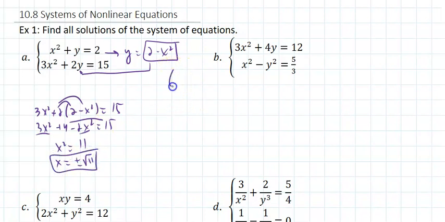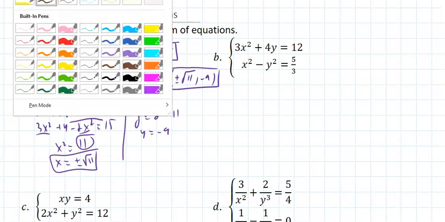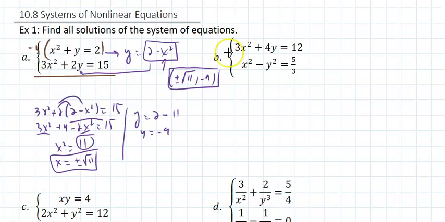So now I know the x coordinate is plus or minus radical 11. If I substitute that in there, that would mean y equals 2 minus x squared, which is 11, so y equals negative 9. And those would be the solutions. Notice I could have, if I wanted, multiplied this by a negative 3 and added those. That will work as well. You could do either or, whatever you like. You should practice both.